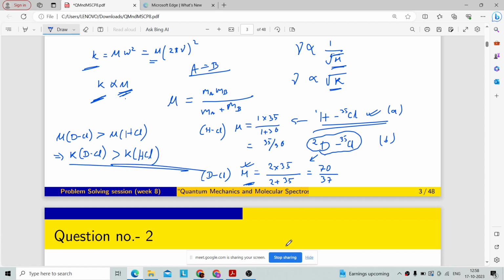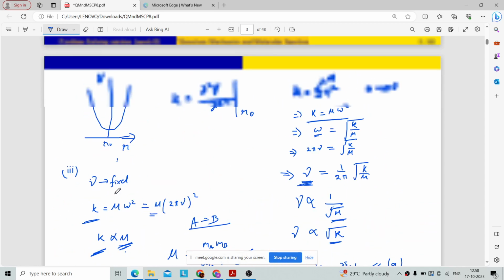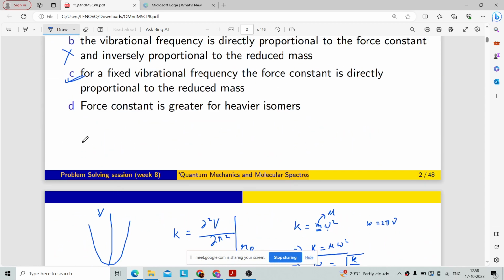So this is a heavier isomer of A. For the case of A, there was hydrogen, and in this case there was deuteron. Deuteron is nothing but one proton and one neutron, and so it's the isomer of this molecule. So the force constant is greater for heavier isomers is the correct statement.